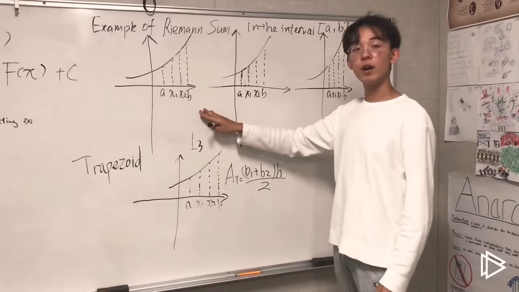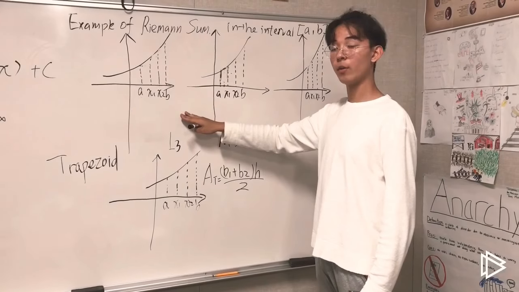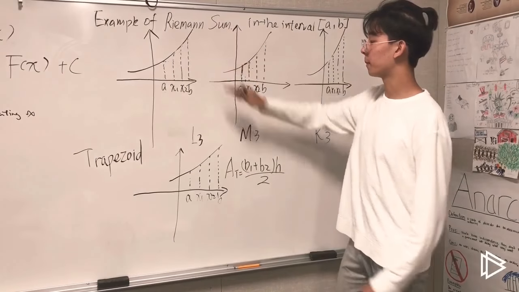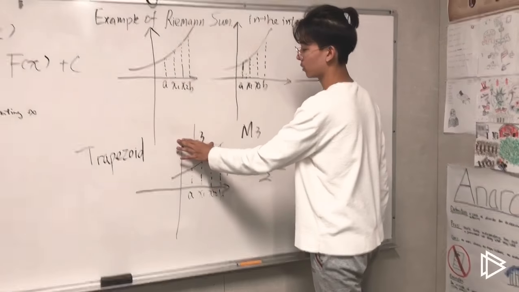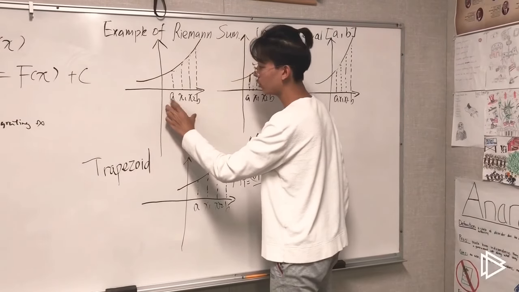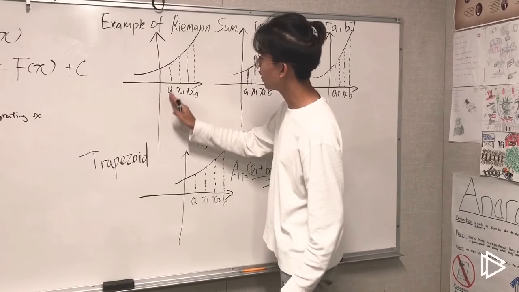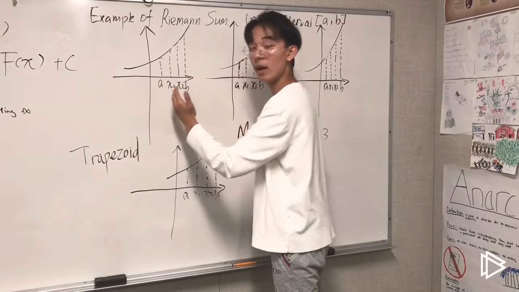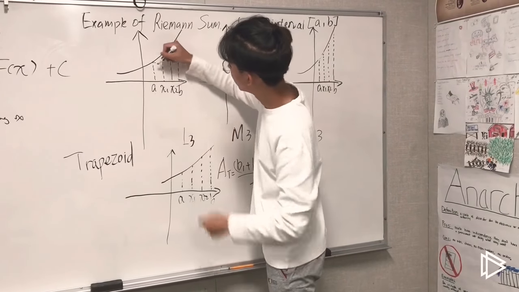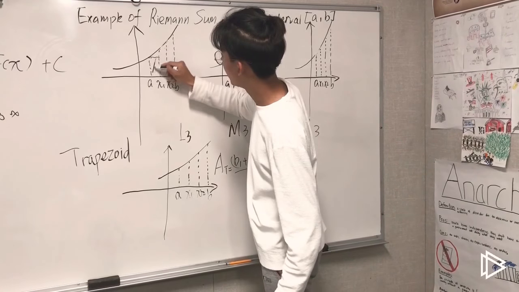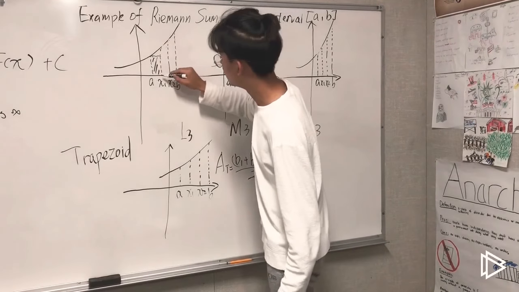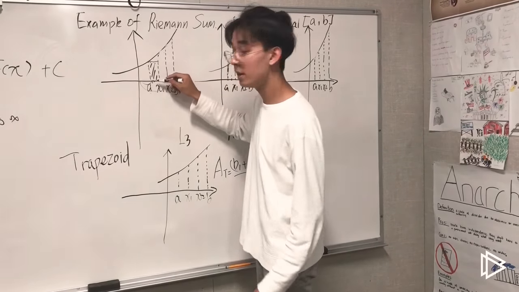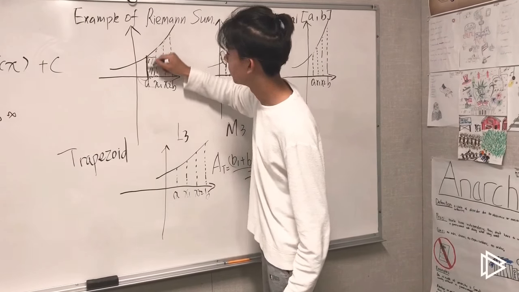So if you want to find an approximation of area, you have two ways. The first one is left point approximation, which means from a to x1, you choose the y value when x equals a to make a rectangle, and find the area of the rectangle, which is x1 minus a, the base, times the height.